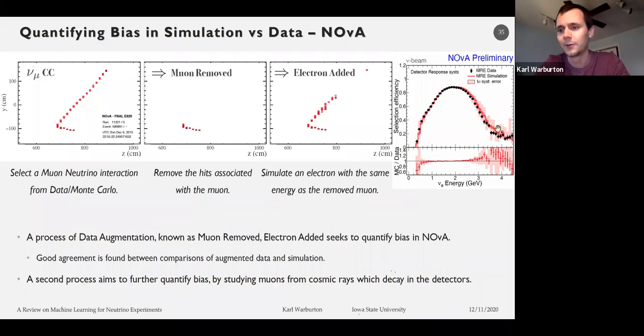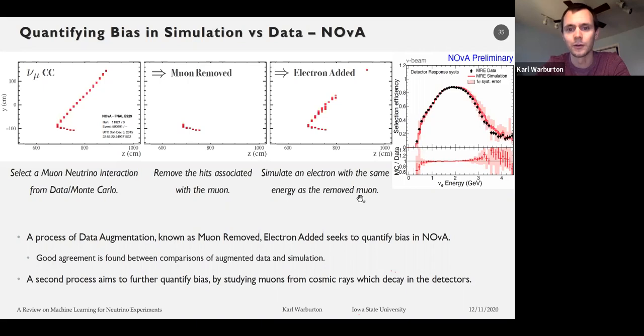On the right here, you can see a plot comparing the reconstructed electron neutrino energy for both data and Monte Carlo. And you can see that they agree very, very well. And this shows that our data augmentation and our network response is very similar between data and Monte Carlo.